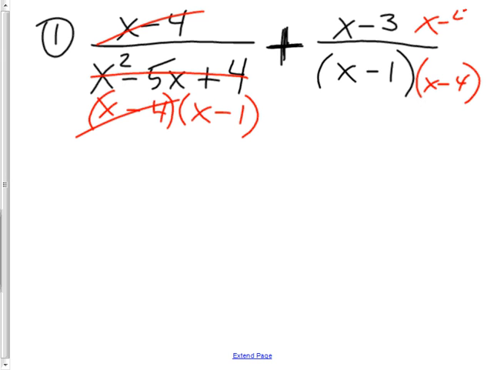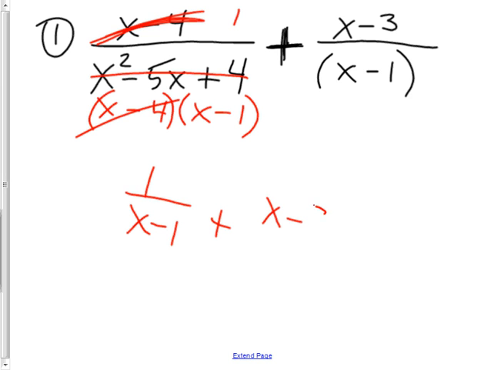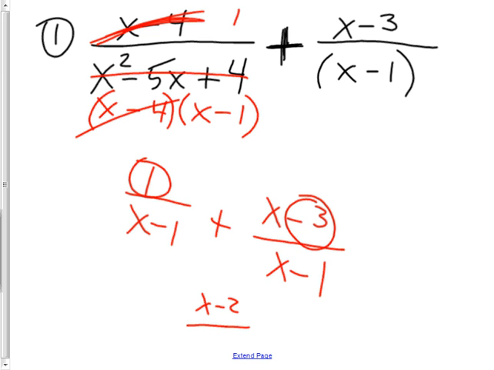But you would have had to cancel it at the end anyway, so that your denominator, it'll either cancel at the beginning or the end. If you canceled it here, awesome. There's a 1 left over. 1 over x minus 1 plus x minus 3 over x minus 1. And then they have a common denominator, so I can put the 1 with the negative 3 and make a minus 2. x minus 2 over x minus 1. There's your answer. Raise your hand if you had that one right. Awesome. If you did not, it's probably because you did not notice that the x minus 4 canceled.